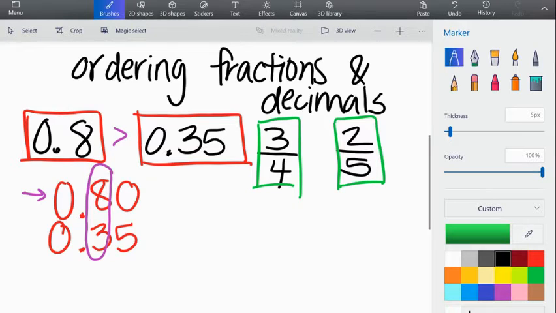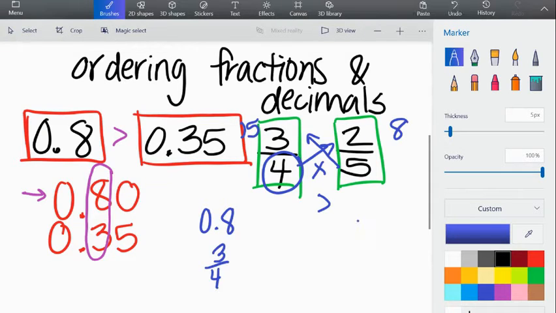So to do that, we're going to take our denominator and multiply up to the other fraction's numerator and write the product above it. So 4 times 2 is 8, and 5 times 3 is 15. So I know that 3/4 is larger than 2/5. So now we know that 8/10ths is the largest decimal and 3/4 is the largest fraction, right?